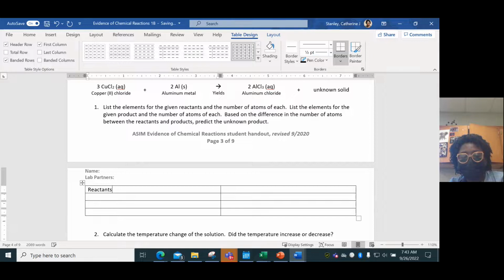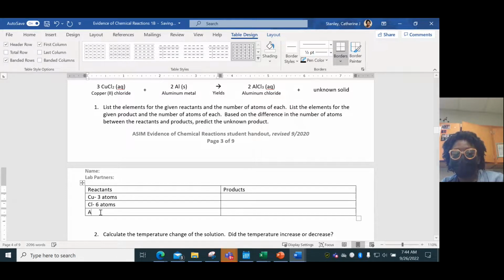Reactant. Products. Notice that my tables have labels on them. Each column has a label, right? It's not just lists. Who wants to fill this table out for me? You got it? 3 coppers. How many chlorines? Close. Multiply. Good. 6 atoms.